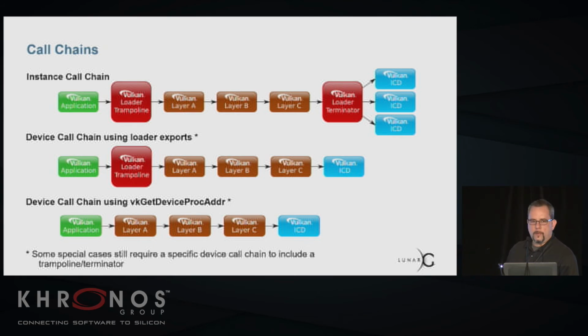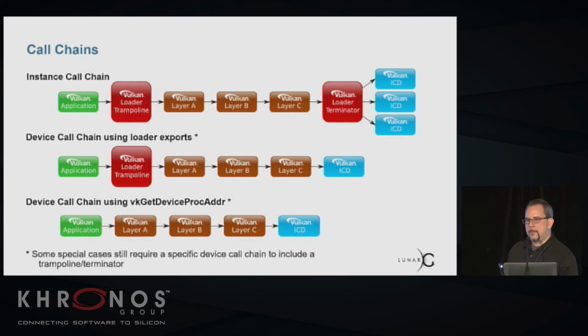This is going through the loader exports of a device function. In some cases, you want to write your own dispatch table in the application, and we can step out of the way. What you can do is use vkGetDeviceProcAddr. For any device function that you want for your device, if you query that, you can set up a dispatch table, and you can see the loader has completely stepped out of the way here.